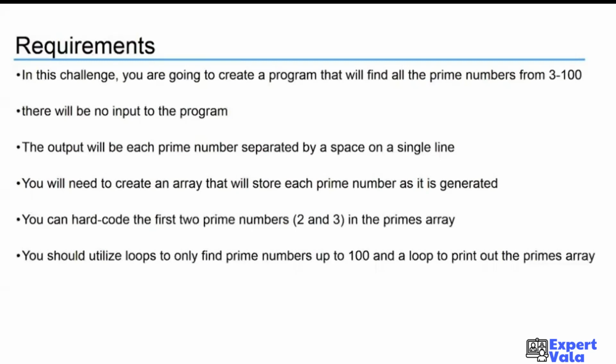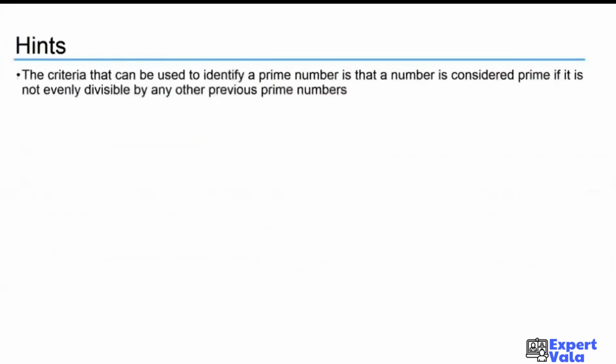You are going to need another loop to try to find the prime numbers. And you can find the prime numbers with any algorithm you want. But what I would use is something like this, because there's some reason to use an array if you do this algorithm. The criterion that can be used to identify a prime number is that a number is considered prime if it is not evenly divisible by any previous prime numbers. And there's also more to that algorithm, but that's the starting point.